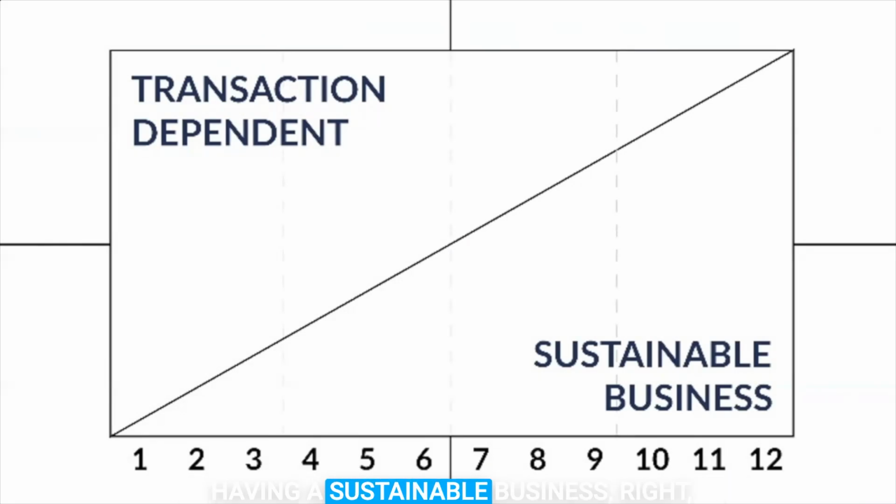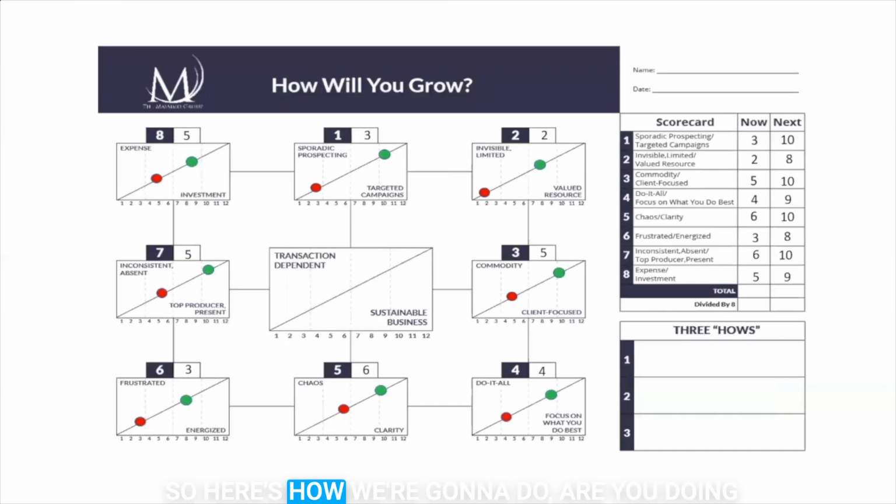Versus having a sustainable business. Where yes, you do what you want to do, you do what you do best, you have clarity, you are proactive, you are present. Everything that goes in those realms of ranges, that's what you will aspire to become. So where are you? And I will share with you, top performers, top producers, consistent producers, they're not transaction dependent. Yes, they build sustainable businesses. So here's how we're going to do.